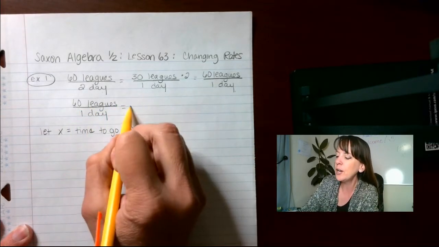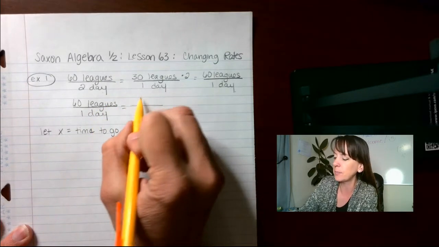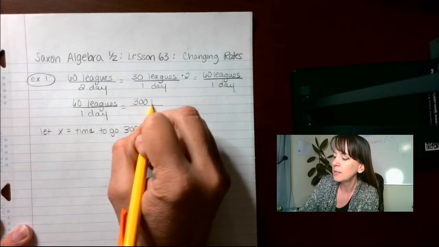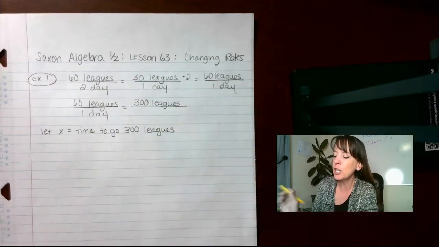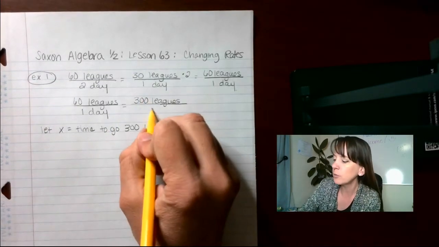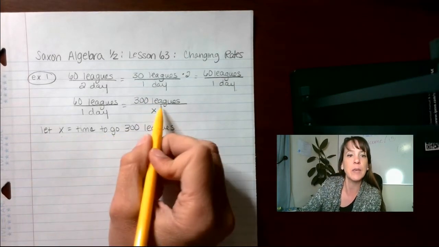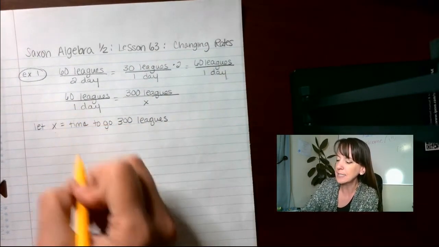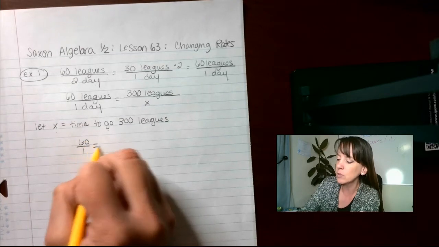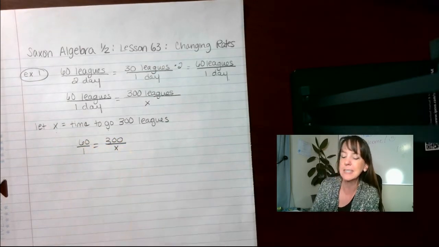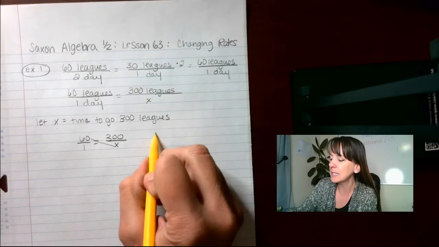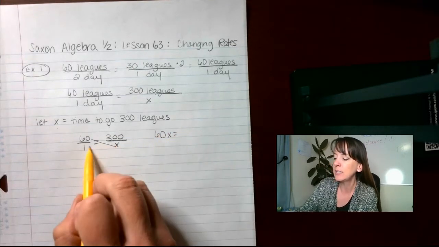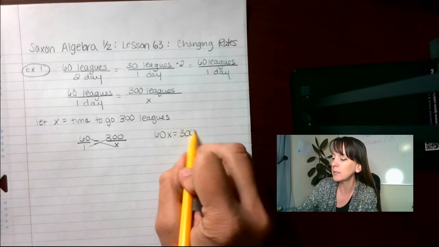Okay, so we know that 300 leagues goes up at the top here because the 60 goes up there. And what we don't know is the time in days, so we're going to throw our x here. Let x equal the time, and then we plug it in. So what we really have is 60 over 1 equals 300 over x. Fraction equals fraction. Fantastic. We can cross multiply. So we get 60x equals 300.